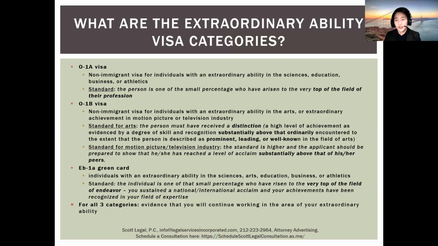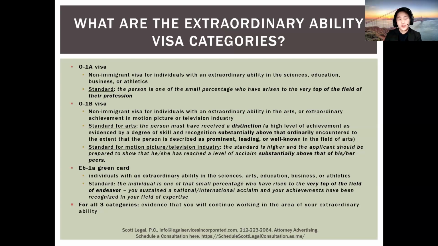So the O-1A visa is a non-immigrant visa for individuals with extraordinary ability in the sciences, education, business, or athletics. So entrepreneurs would typically fall under this category as well. The standard to be granted the visa is that the person must be one of the small percentage who have risen to the very top of their field of endeavor. And usually what the government is looking for is evidence, through extensive documentation, of sustained national or international acclaim that will support that they are indeed one of the small percentage that have risen to the top of their fields.